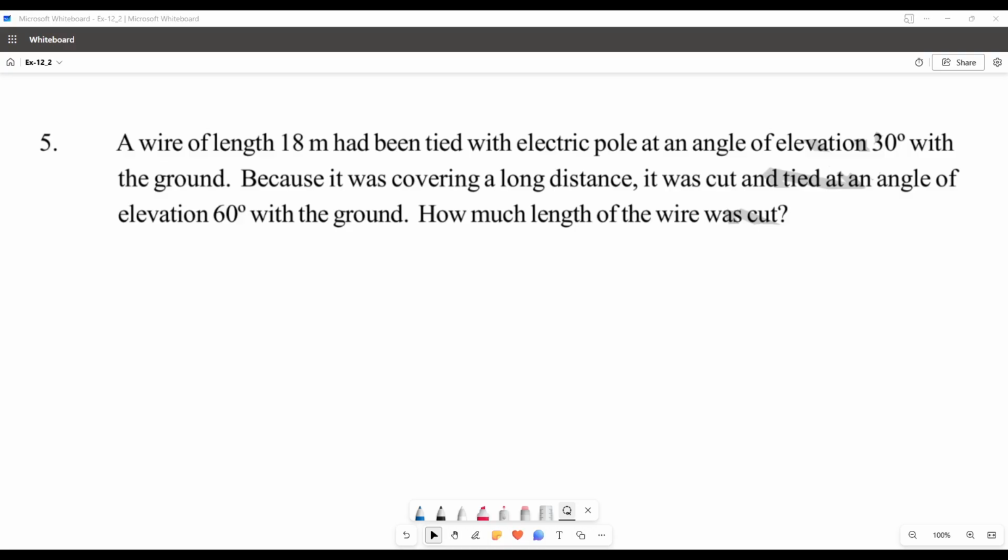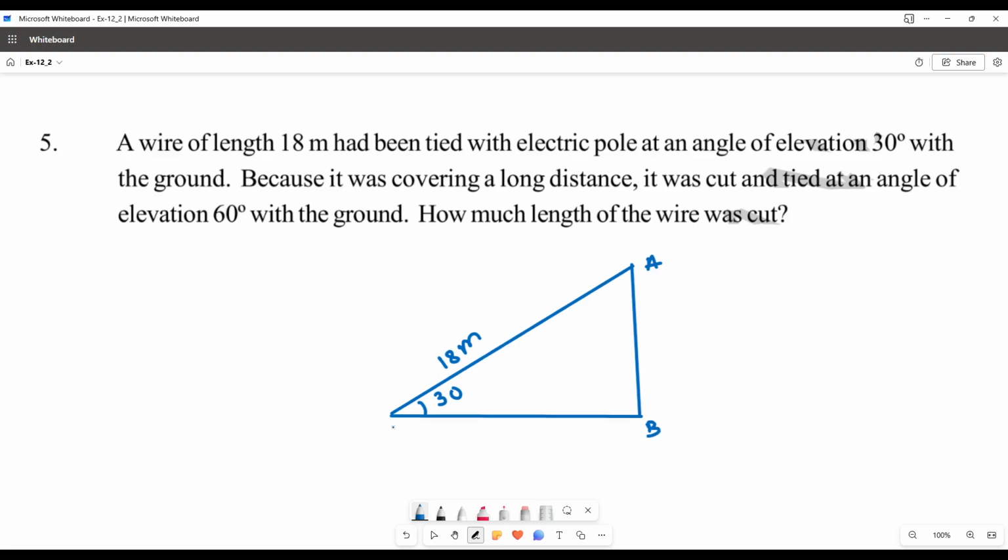Today we have the fifth question of exercise 12.2. It says a wire of length 18 meters had been tied with an electric pole at an angle of 30 degrees. So let this be the electric tower, tied with an electric pole at an angle of 30 degrees with the ground, and the length of rope is 18 meters. So let the tower be AB and this point on the ground be C.